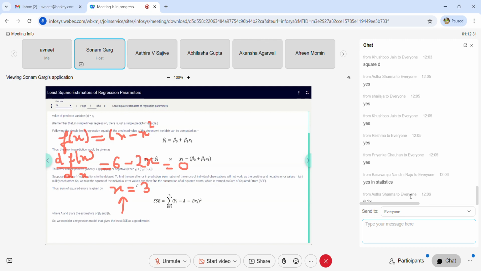If you want to check whether it is minima or maxima, what you can do is take a value which is lesser than x is equal to 3. Take x as minus 1. Oh, sorry. We'll take positive values. Take x as 1. So when your x is equal to 1, put x is equal to 1 in this equation and tell me what is coming.